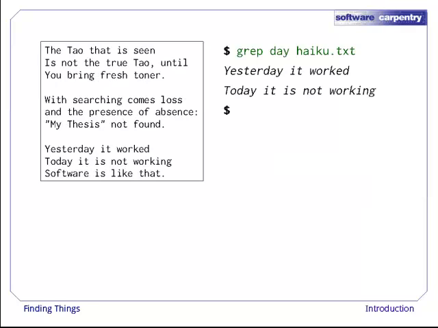Let's try a different pattern, "day." This time, the output is lines containing the words "yesterday" and "today," which both have the letters D-A-Y. If we give grep the -w flag, it restricts matches to word boundaries, so that only lines with the word "day" will be printed, not lines with "today" or "daytime." In this case, there aren't any, so grep's output is empty.